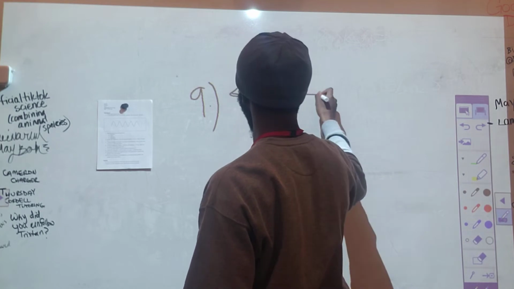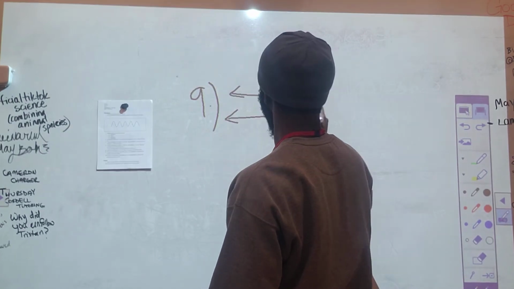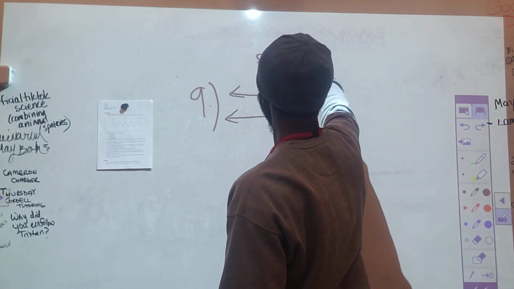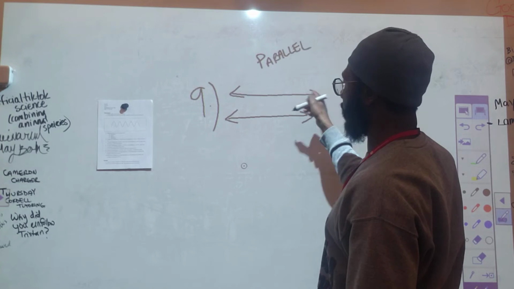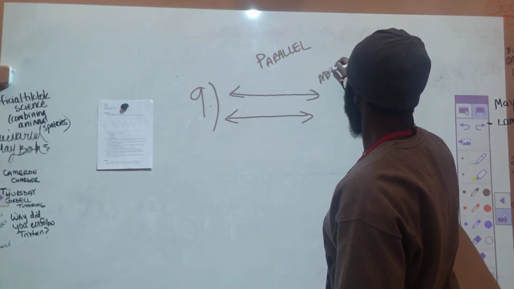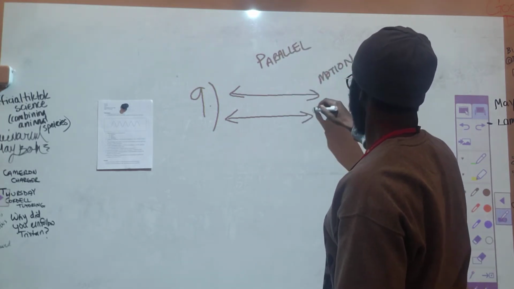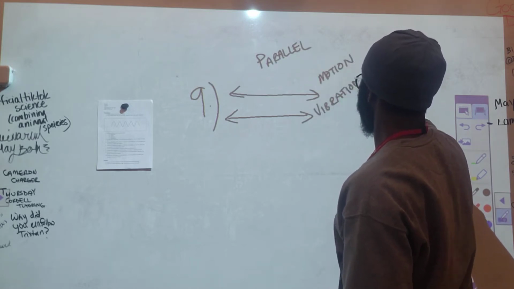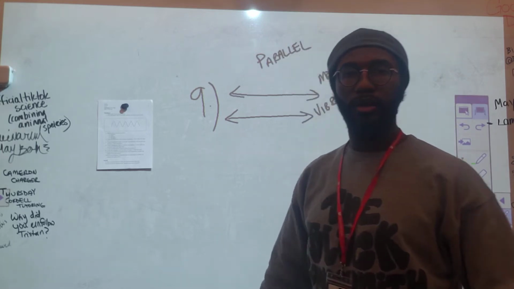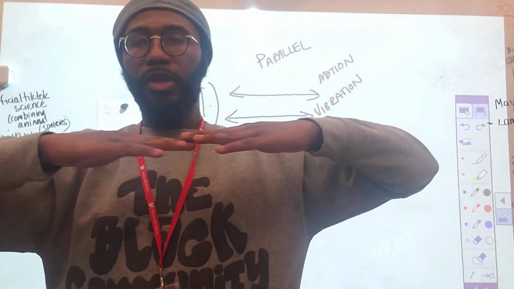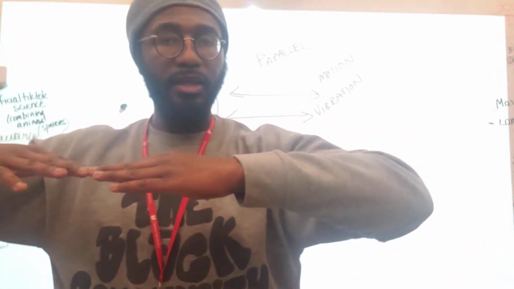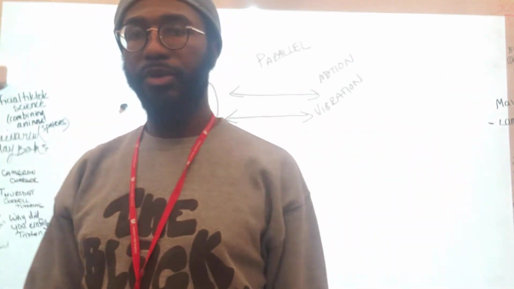So you could say parallel, or you could write them like this. I'm going to do both. I'm going to say parallel, and then I'm going to draw a parallel side-to-side arrow that says motion and vibration. Again, the motion of my wave is actually side to side, and the vibration, the way I'm pushing it, is also side to side. So they are parallel.